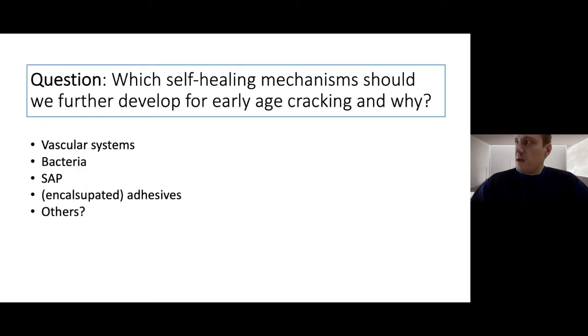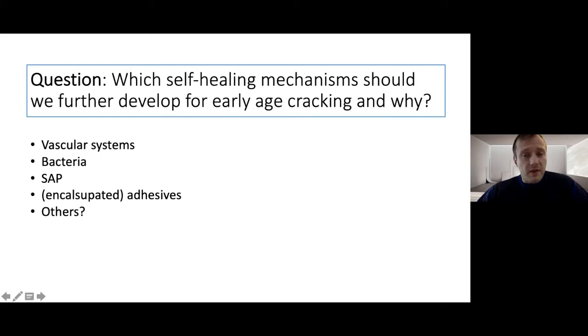So I was thinking about this type of problem. I know that you are all busy with different self-healing mechanisms, and I was thinking, if we think about self-healing, which type of self-healing mechanism can we use and further develop to control early age cracking in concrete, and why? So think about vascular systems, think about bacteria-based systems, think about SAP, think about encapsulated adhesives, and so on.